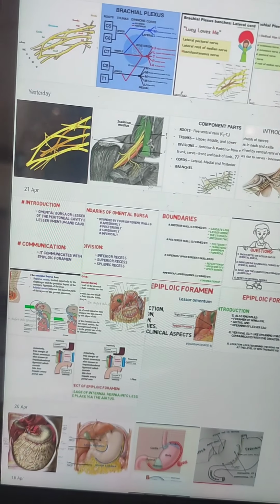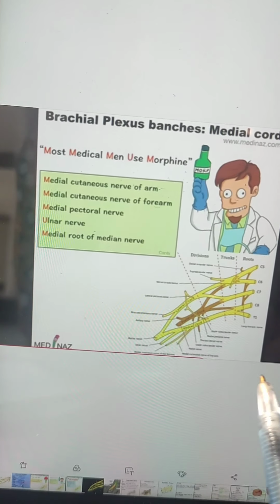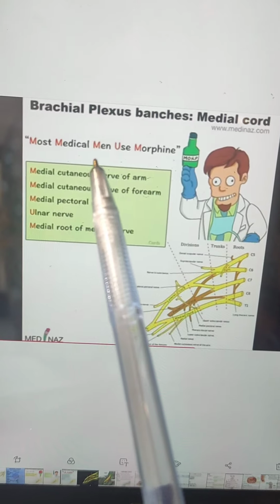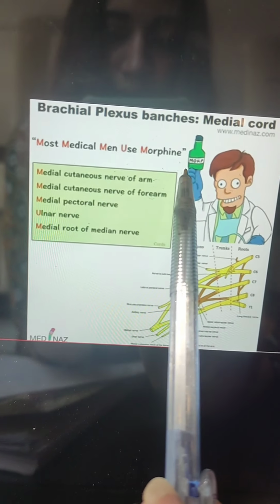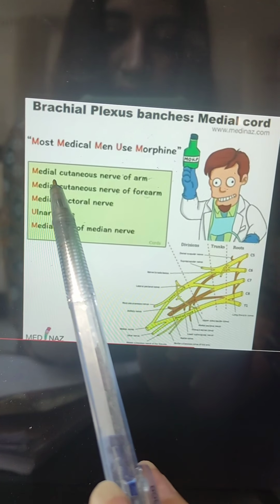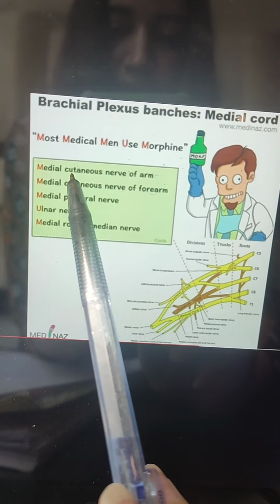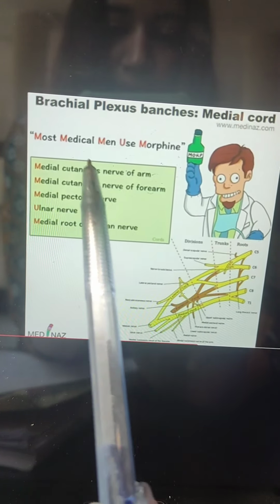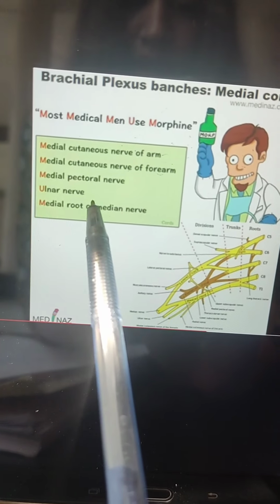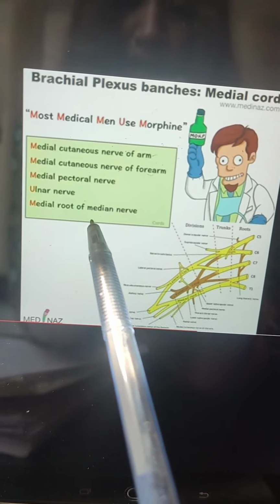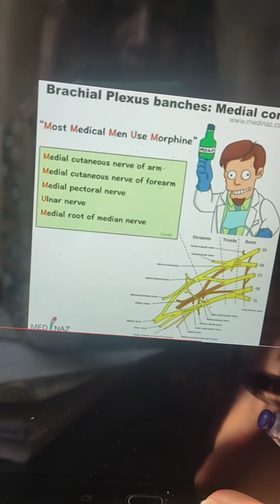After that, we have the medial cord. This is the medial cord. For the medial cord, you can use the mnemonic: Most medical men use morphine, right? So here M is going to be medial cutaneous nerve of arm, then medial cutaneous nerve of forearm, then medial pectoral nerve. U is going to be ulnar nerve, and then morphine, medial root of median nerve.